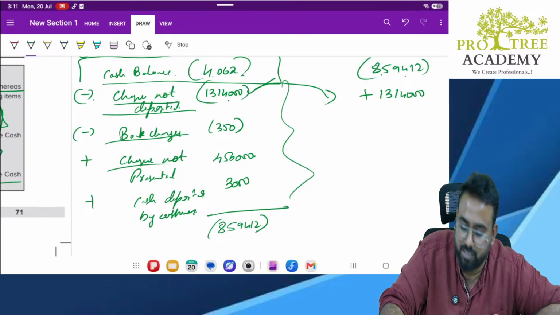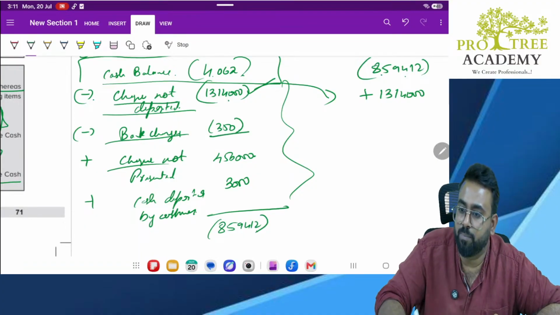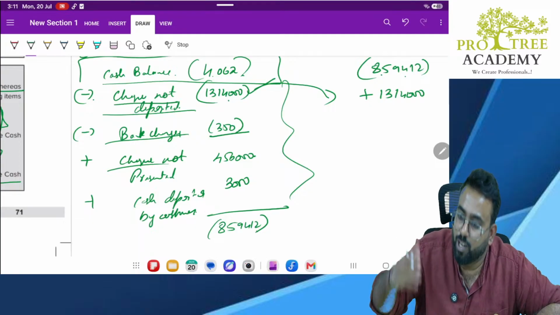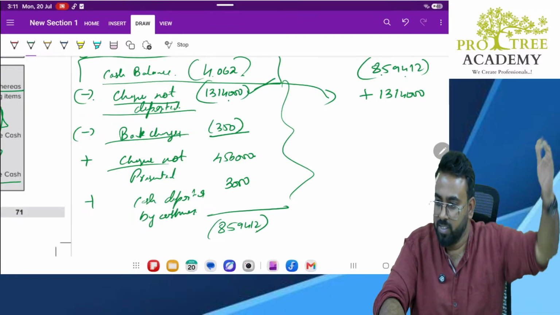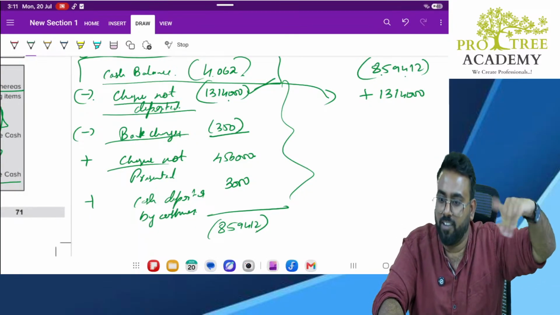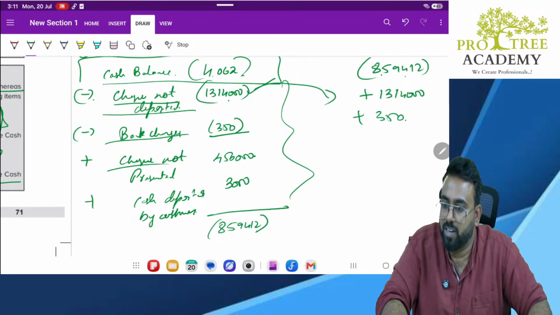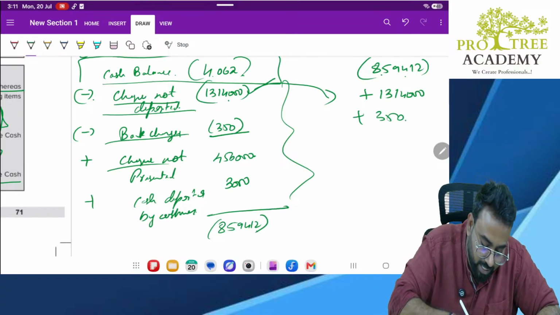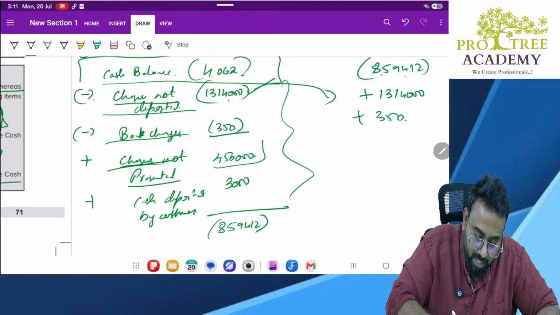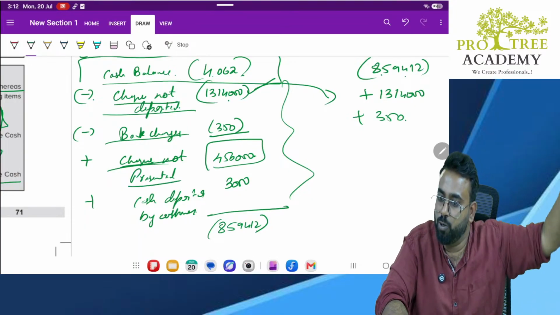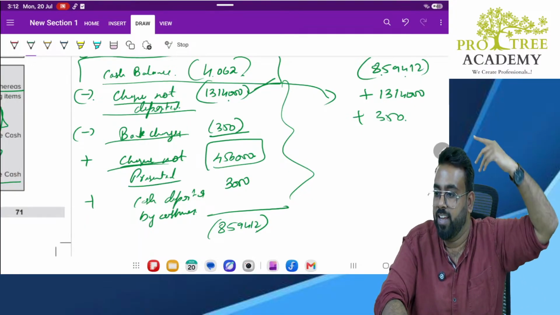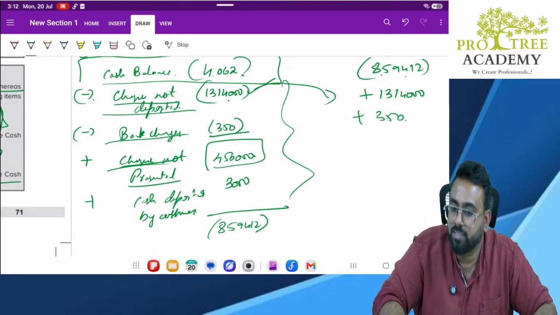Sir, in the cash book they have missed bank charges, I will also miss it. Now I would have already reduced, now I will add it back. Correct or no, sir? Next, cheque not yet presented, 4,56,000. In the cash book the payment would have already been recorded. Now I also need to record the payment.